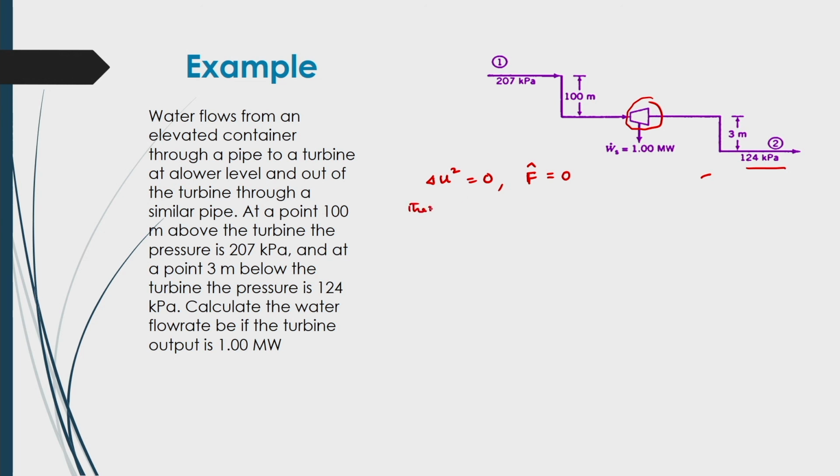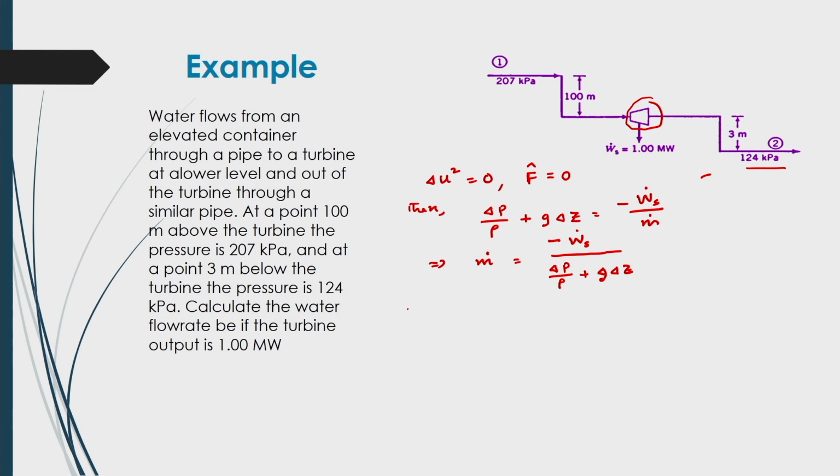Then from the energy balance equation we can write delta P by rho plus g into delta Z equal to minus W_S dot by m dot, from which we can write m dot equal to minus W_S dot divided by delta P by rho plus g delta Z. Based on this equation we can calculate what should be the water flow rate if the turbine output is a certain amount.